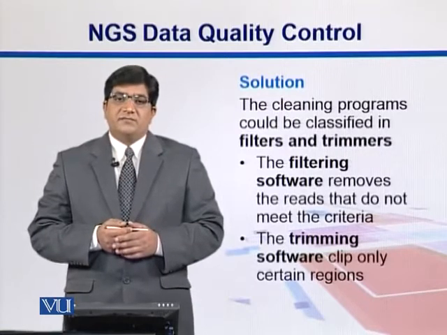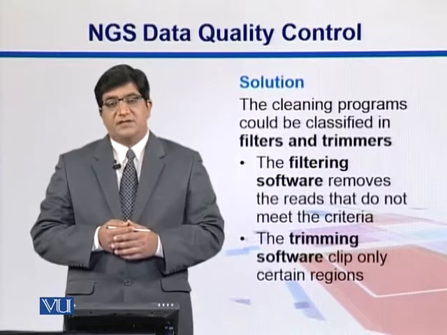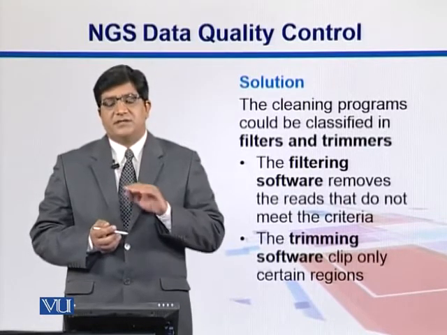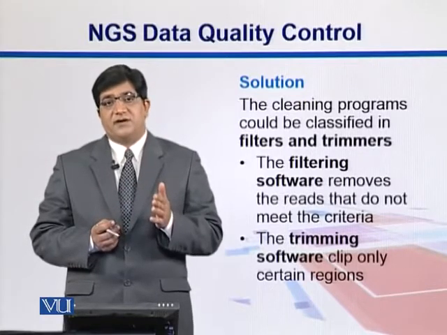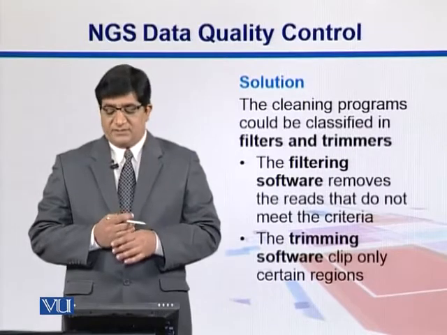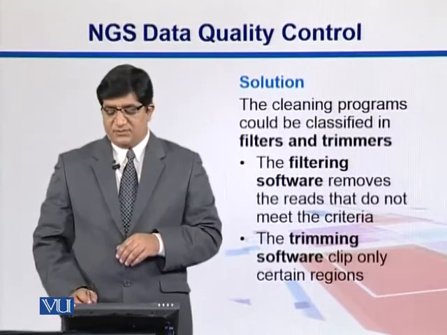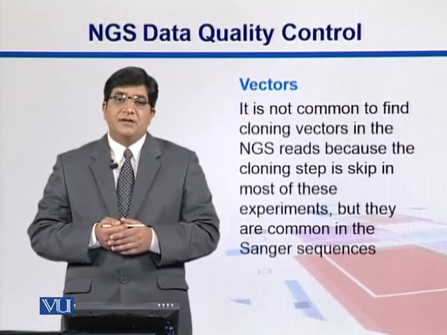There are two kinds of software that deal with these quality issues. One of them is filters and the other ones are classified as trimmers. Filters throw away the whole reads if they are not satisfying the criteria, whereas trimming software clips some specific regions of those reads. So in this way you can have some partial reads still available for you.